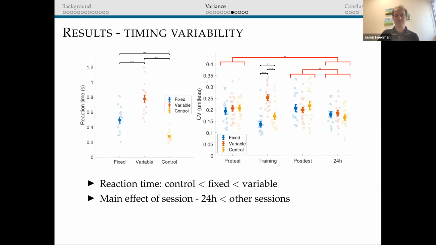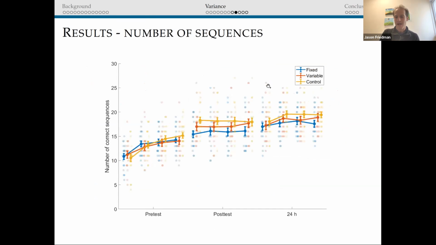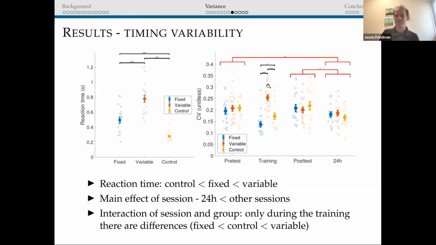The other thing we saw is a main effect of the session in terms of the variability. So we saw that at 24 hours, they're less variable than on the first day, as we expect. And we also saw the interaction of the session and the group, as we'd expect. So only during the training, we saw that our intervention did work. So during the training, they were indeed more variable. The variable group and the fixed group were less variable, and the control group was somewhere in the middle. So now the big question, did it help?